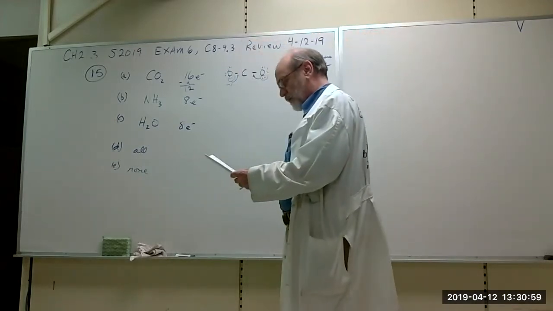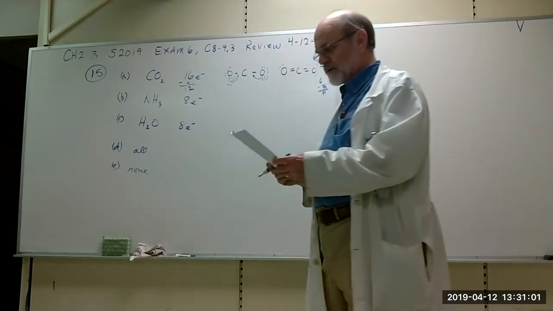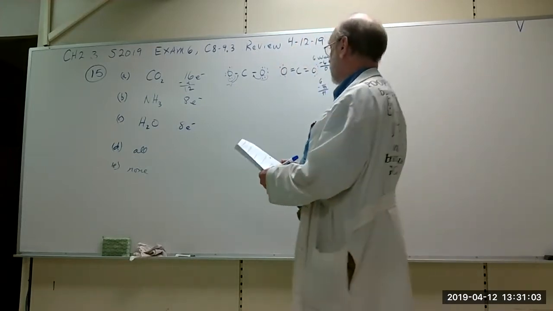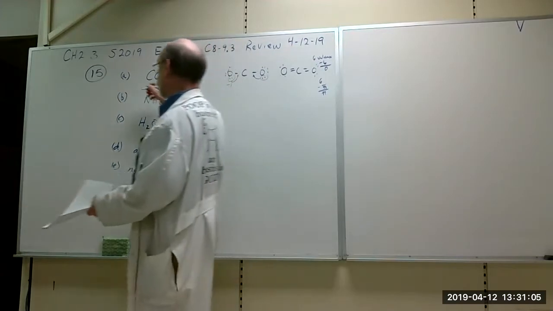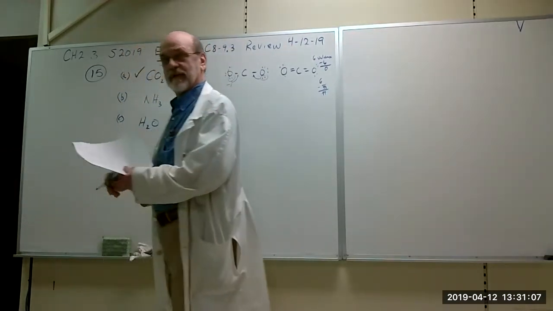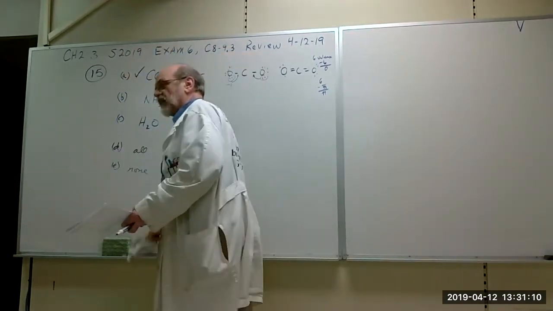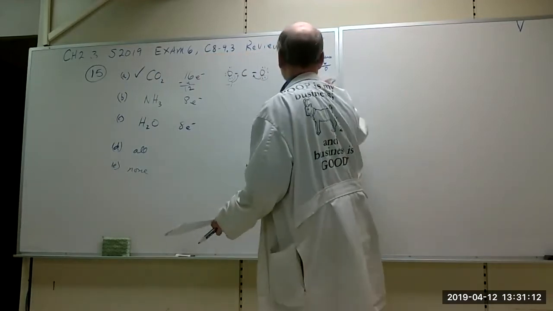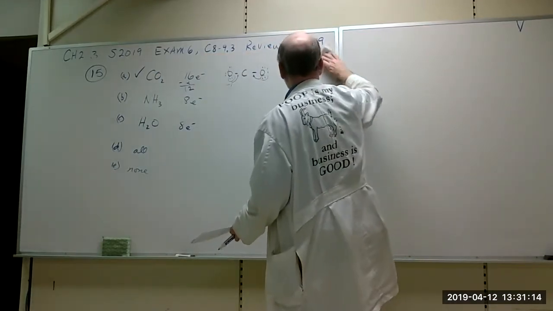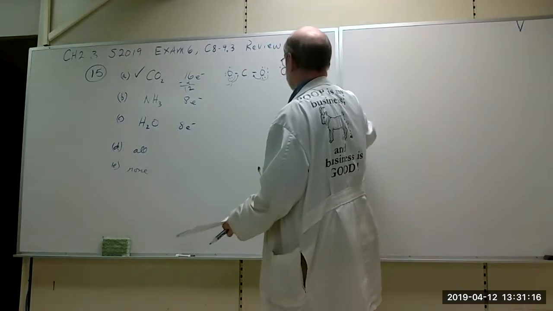So let's go back to the question. Which of the following molecules contains a double bond? Well, that one contains a double bond. In fact, it contains two of them. Let's see if we got double bonds on any of the others. Okay, so that one is the best structure for that.